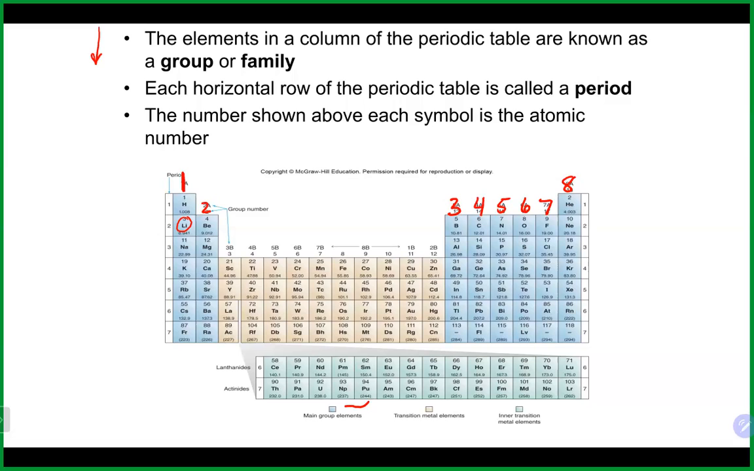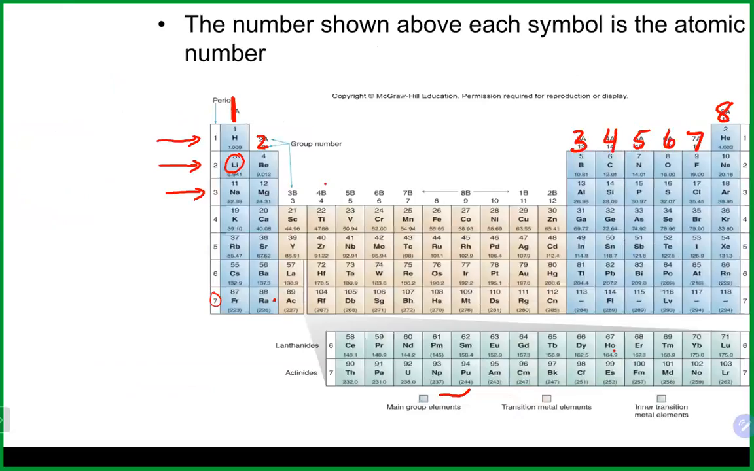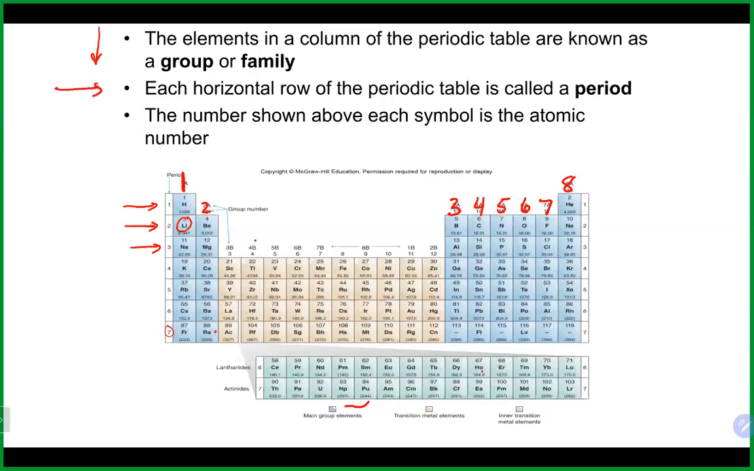Going left to right on the periodic table is what is referred to as a period. As you can see from this periodic table, there are 7 different periods going from left to right. As we talked about previously, the number that we find above the symbol is our atomic number, which is still the number of protons in the atom.